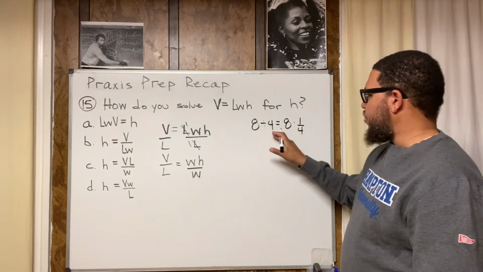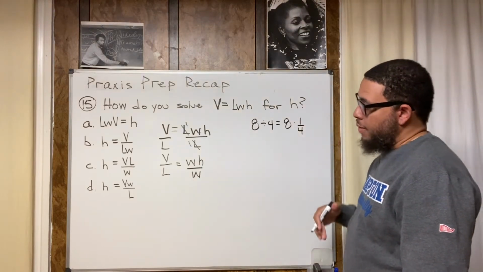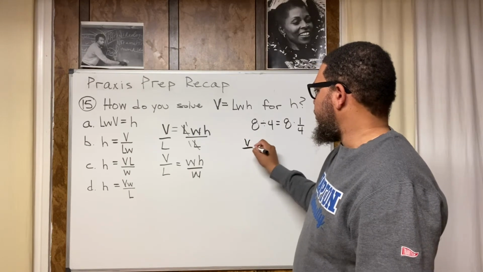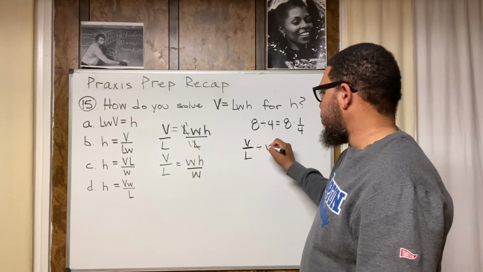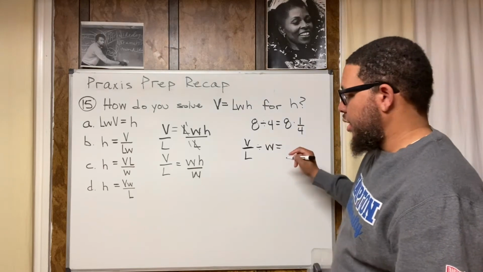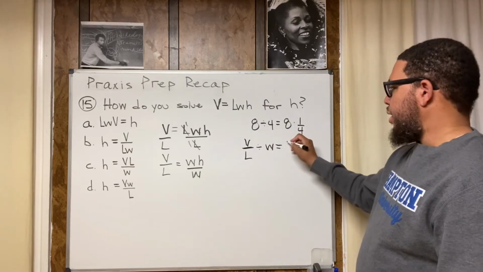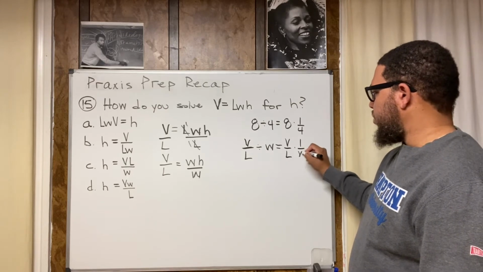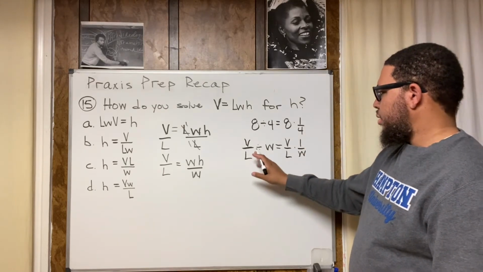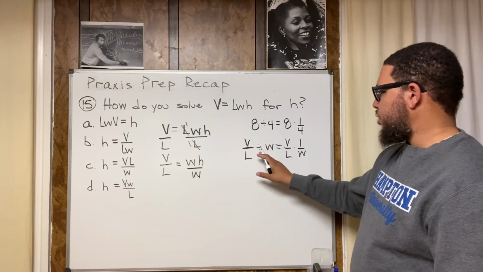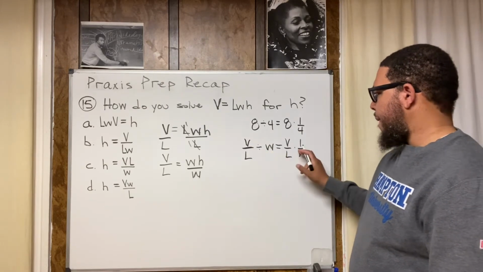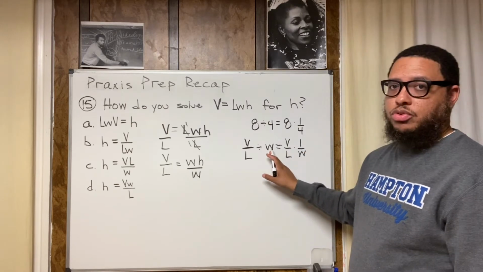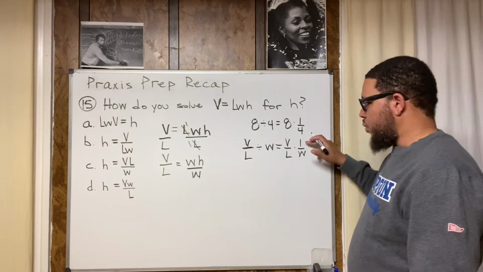And since 8 divided by 4 is the same thing as saying 8 times 1/4, I can say V over L divided by W is the same thing as saying V over L times 1 over W. See? Keep, change, flip. Keep the V over L, change the division sign to a multiplication sign, and flip the W to its reciprocal. So instead of it being W, now it's 1 over W.